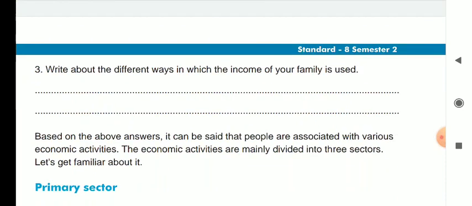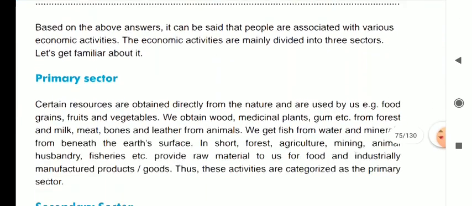The economic activities are mainly divided into three sectors. Students, the economic activities are mainly divided into three sectors. Let's get familiar with them. First, the primary sector.